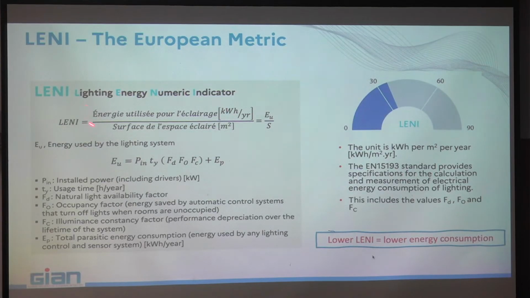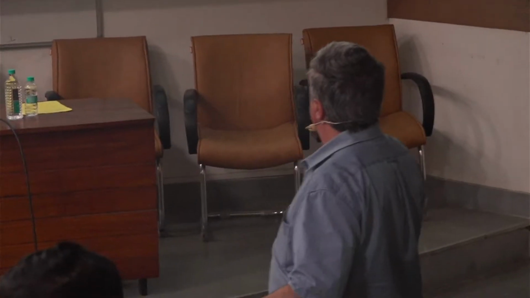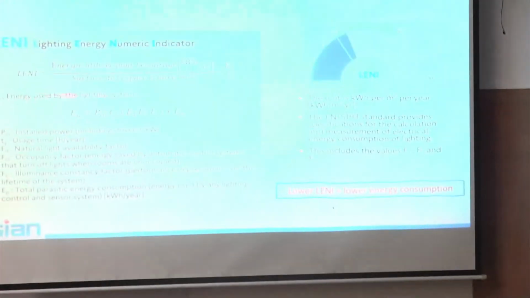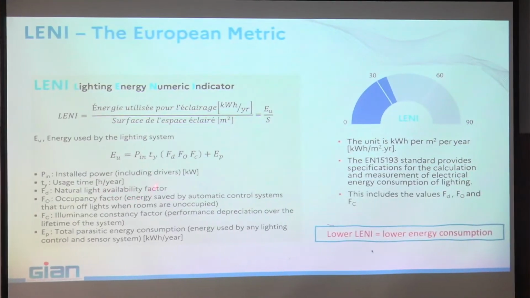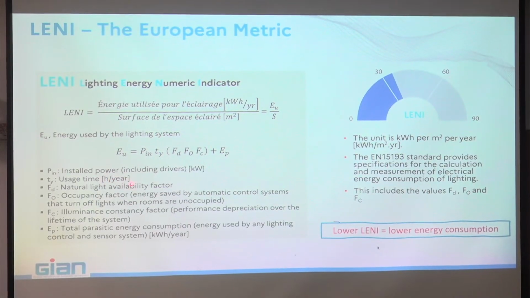It is the energy used for lighting. In French I will divide by the illuminated surface, but here we speak of the whole surface. We don't have tuning. Energy over surface, and the useful energy is defined that way. It is the installed power multiplied by the usage time in hours per year.